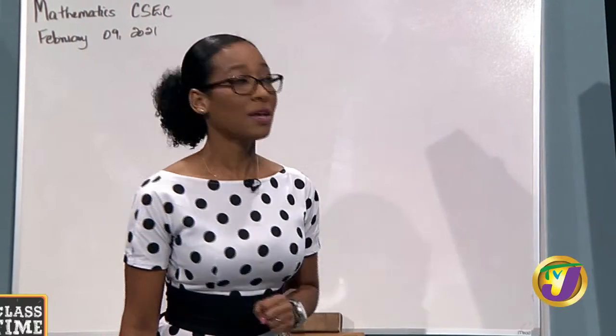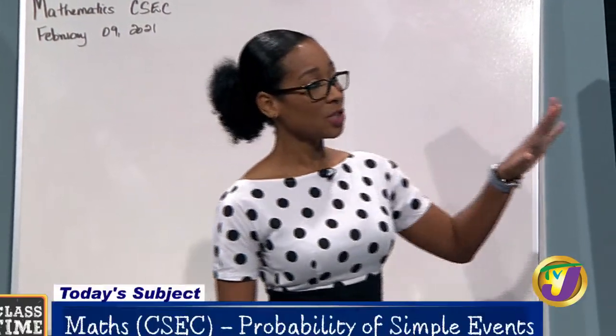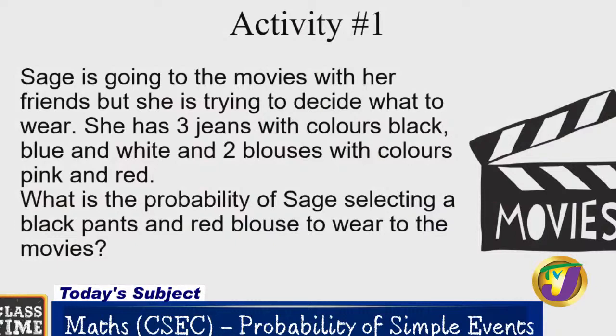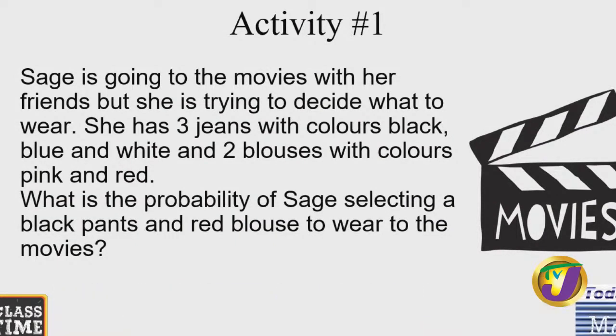So here is where we left off on this activity. Sage is going to the movies with her friends, but she's trying to decide what to wear. She has 3 jeans with colors black, blue, and white, and 2 blouses with colors pink and red. We were looking at the probability of Sage selecting black pants and a red blouse to wear to the movies.